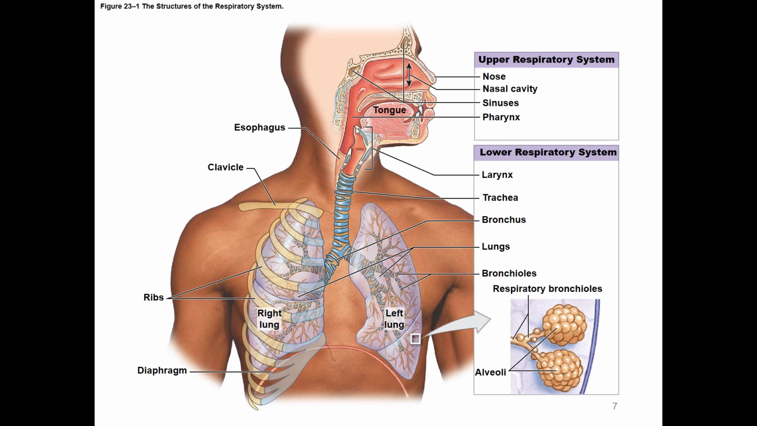And starting right here at the larynx, we have the lower respiratory system. So that would be the larynx, trachea, bronchi, which go into each lung, the lungs themselves, and then we branch into finer and finer branches called bronchioles, down to the very ends, which are filled with alveoli. Here.